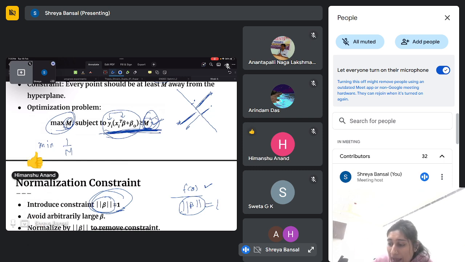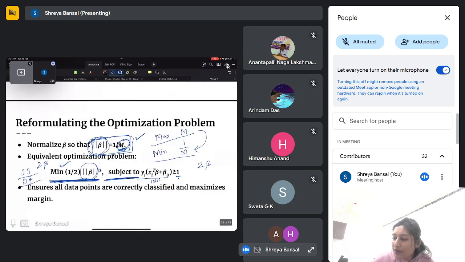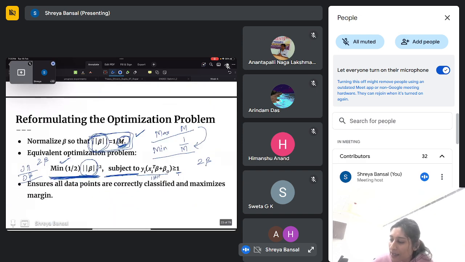Now I have taken 1 by m, so I will take 1 by m here also. So multiply by 1 by m here, multiply by 1 by m here. So the 1 by m will cancel out and it is equal to 1. That's why this constraint is 1, and here if you multiply by 1 by m, I am taking 1 by m as beta. So the norm of beta is already 1, so it doesn't affect it. That's why we introduce this inequality, subject to condition 1, because initially it was m, I divided it by m.